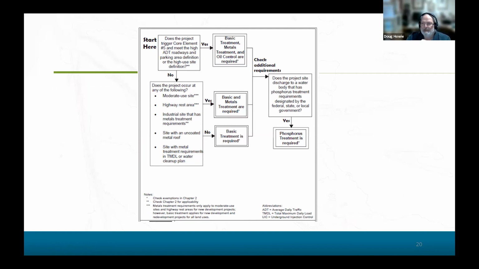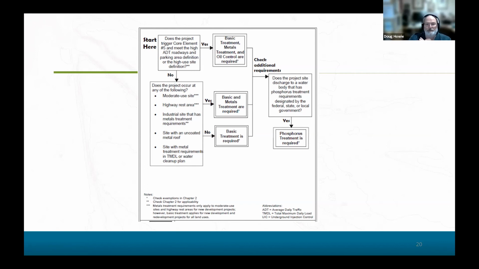If they don't, then we're saying, well, here are some other sites that have definitions in the manual that you need to look at specifically. And if your answer is yes to those, then you have to do basic and metals. If the answer is no to those, you only have to do basic treatment. So here's an easy way to determine the initial levels of treatment you have to do. And then all 3 of those take you to a single point where now you have to look to see if you have to do phosphorus treatment.